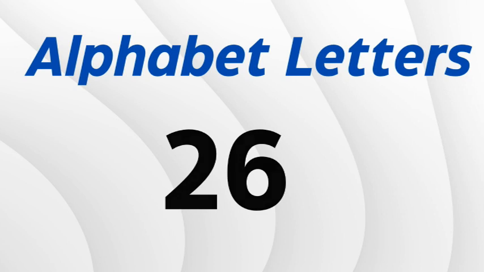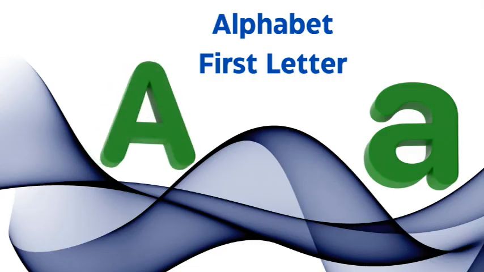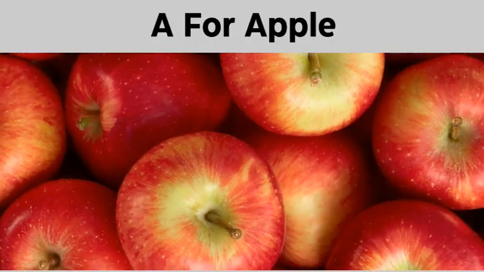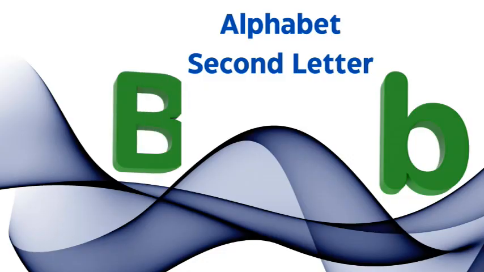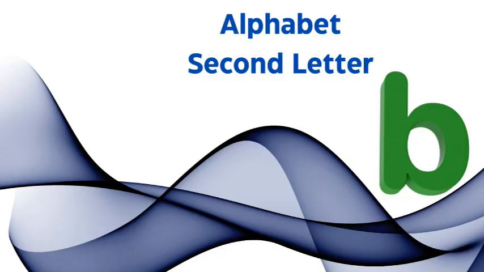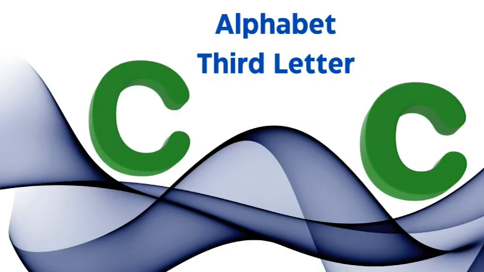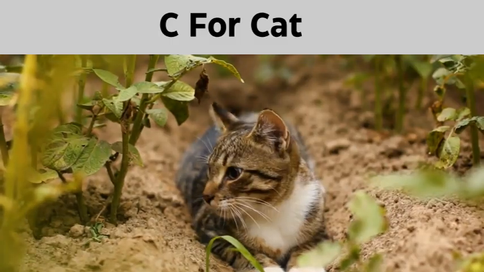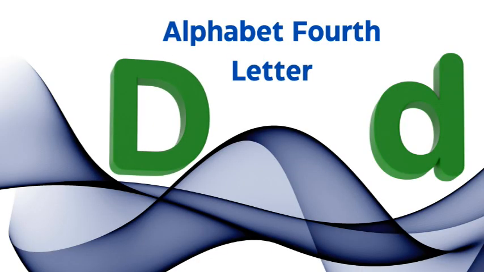Letters 26. Alphabet first letter A. A for apple. Alphabet second letter B. B for ball. Alphabet third letter C. C for cat. Alphabet fourth letter D.